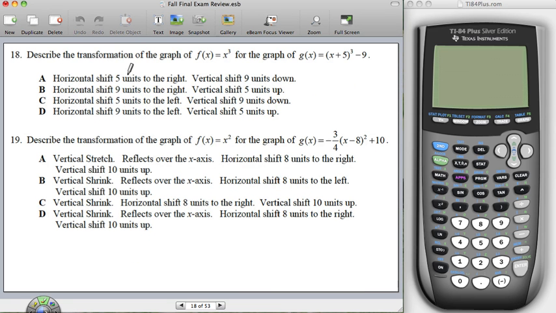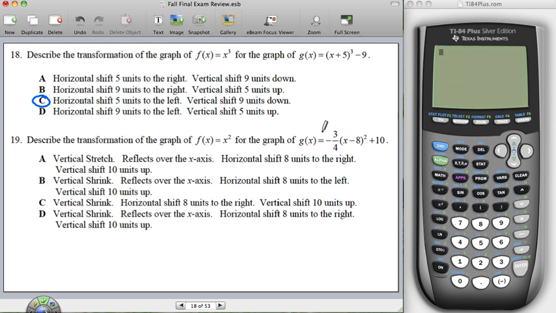Number 18, describe the transformations of the graph of f of x equals x cubed for the graph of g of x equals x plus 5 cubed minus 9. So you're basically telling me how this is different from this. Since I have the plus 5 in here, I am moving 5 units to the left. And then the minus 9 means I'm moving 9 units down. So my correct answer for 18 is going to be C.